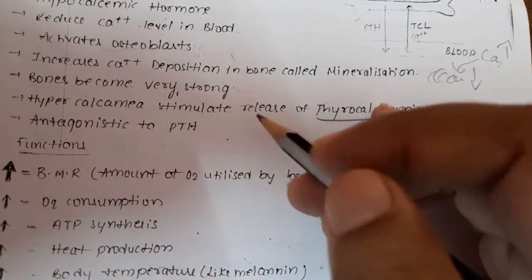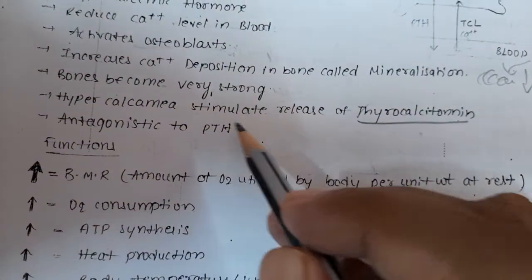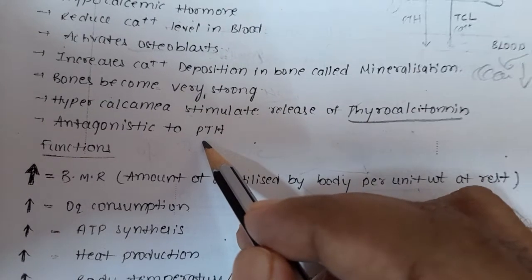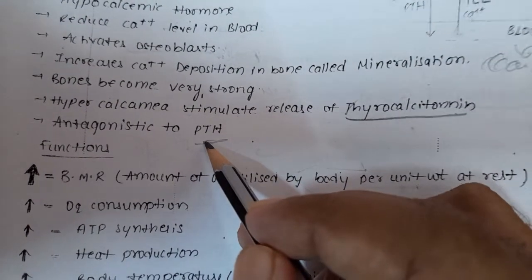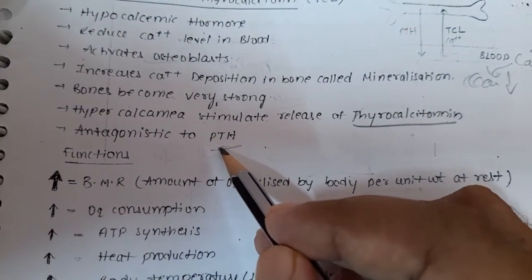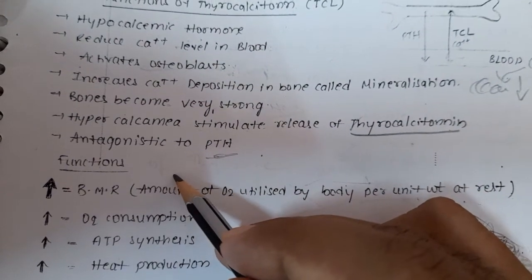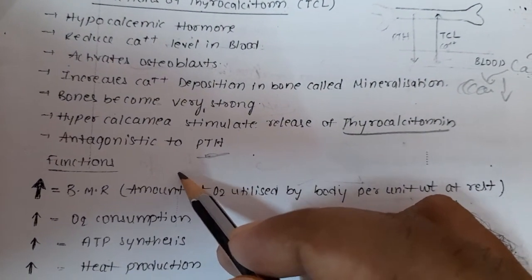And it is antagonistic to, as I told you earlier, PTH, parathyroid hormone. Now we talk about the functions of thyroxine in the next part.